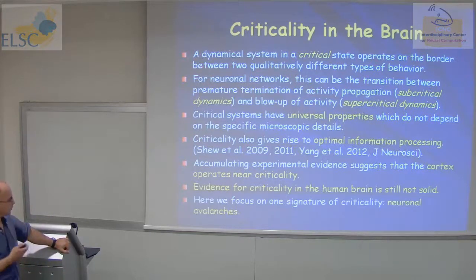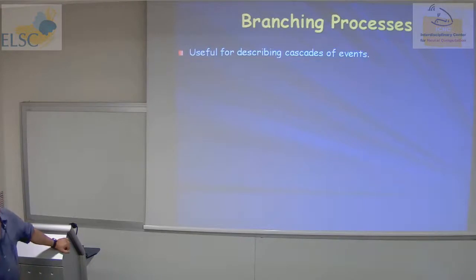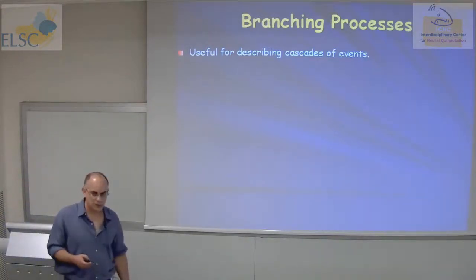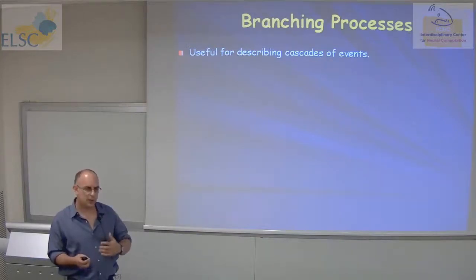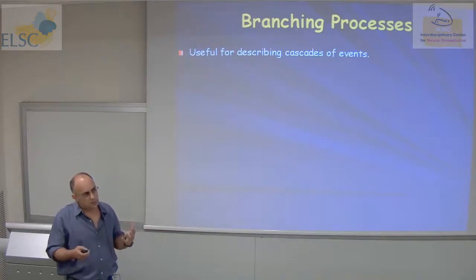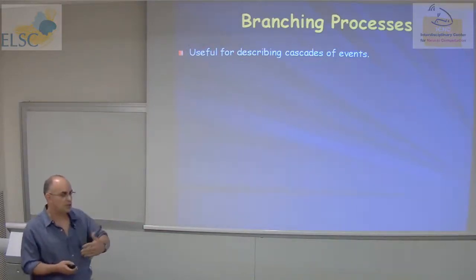So, as I said, I focus on a specific signature: neuronal avalanches. An important framework that we will use in this talk is that of branching processes. So the basic context is that we discuss propagation of activity in the brain. Branching processes is a very useful language, a mathematical framework, to discuss such cascades of activity.